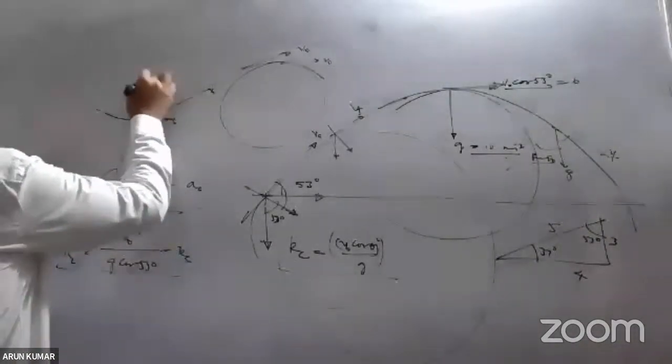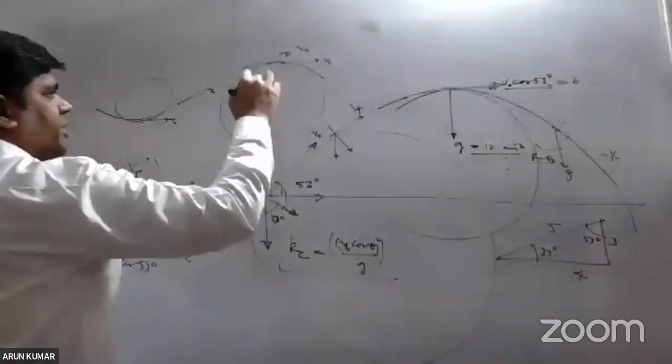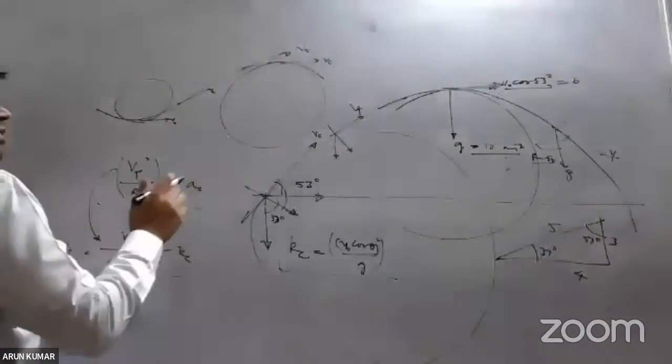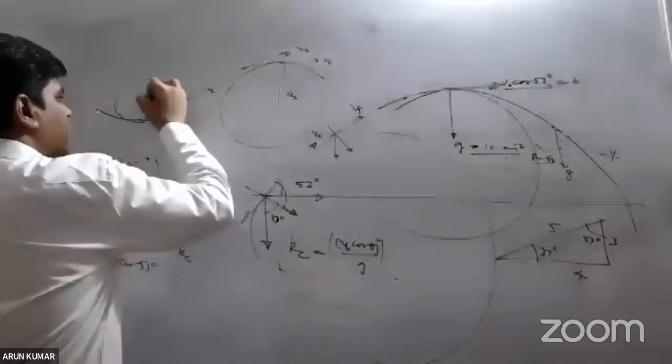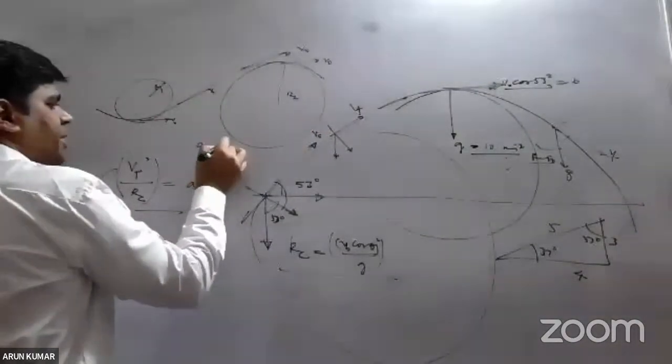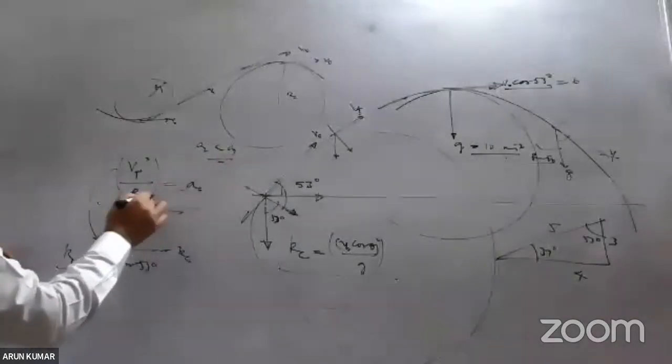Now say the radius of curvature is small here and large there. Then I can relate the acceleration by saying that here R2 is greater than R1, so A2 will be less than A1 because it's inversely proportional to R.